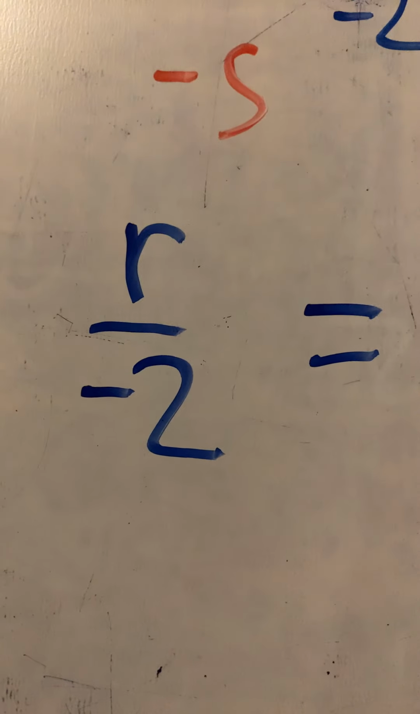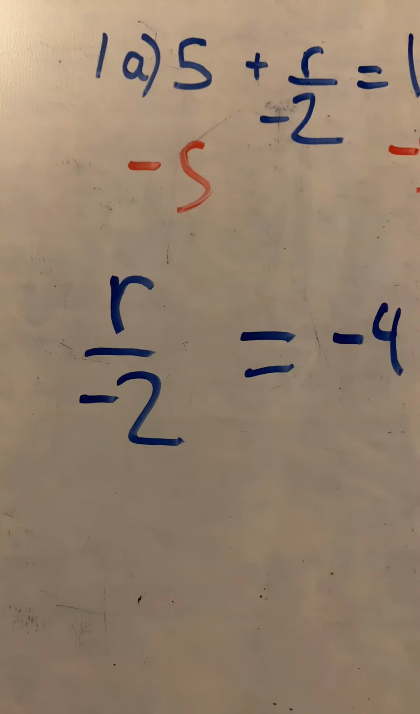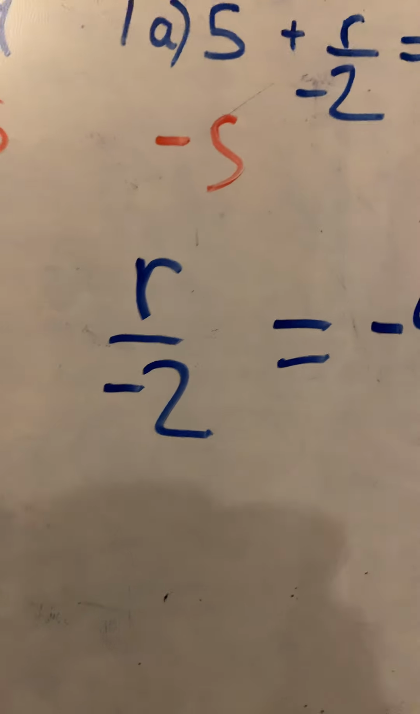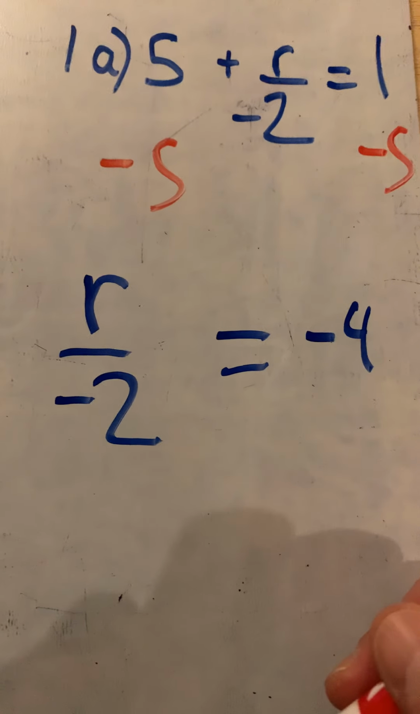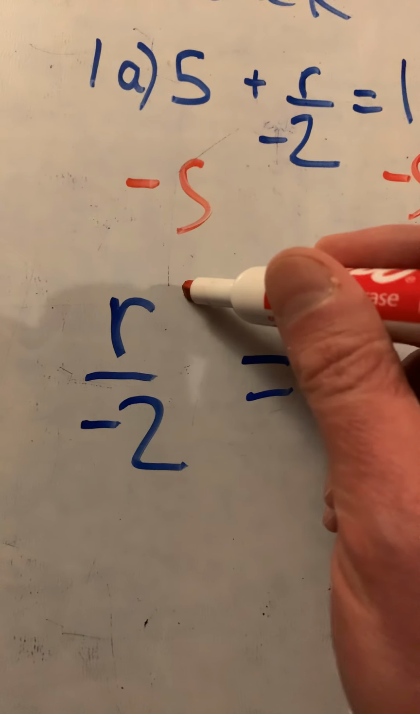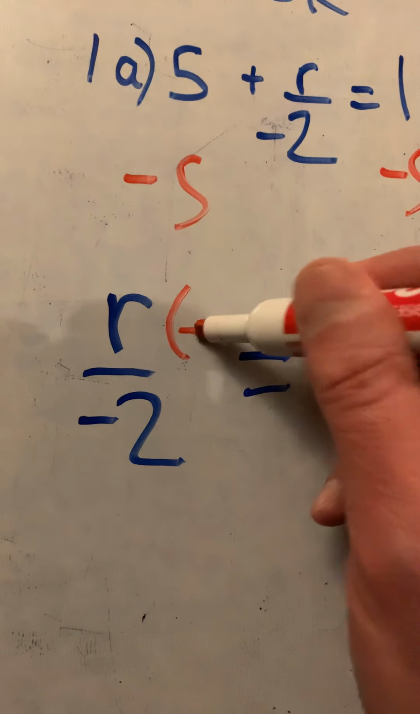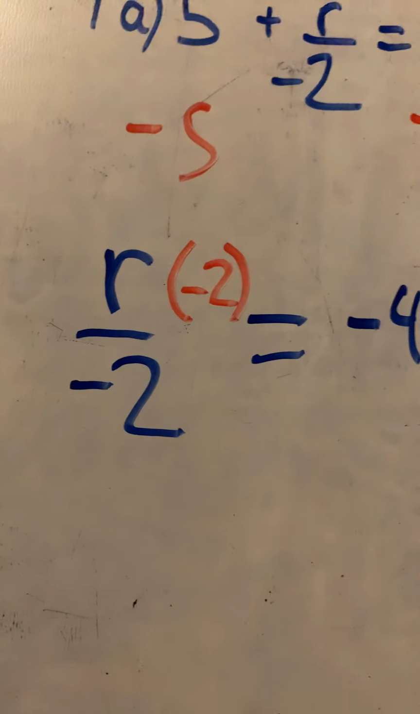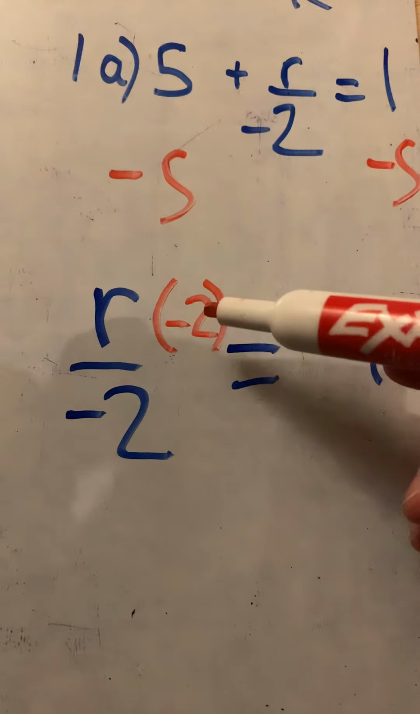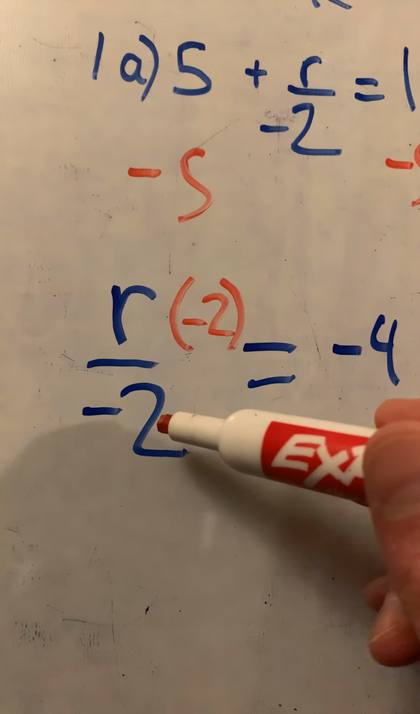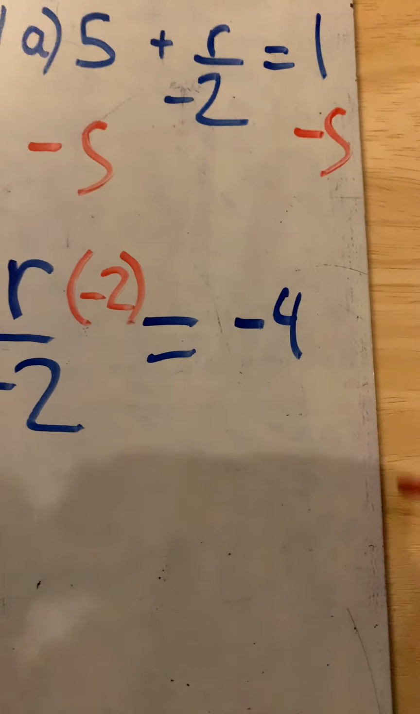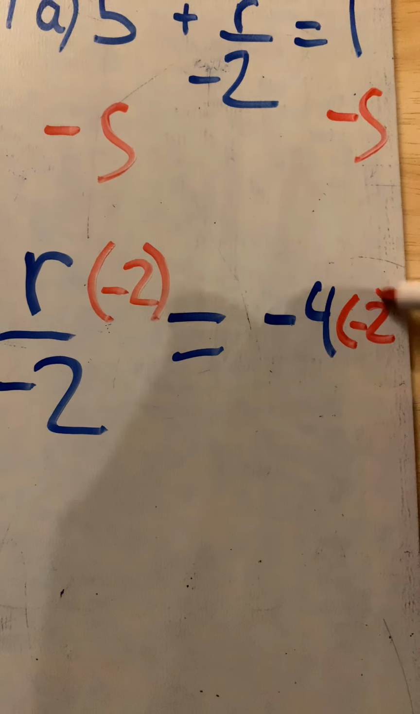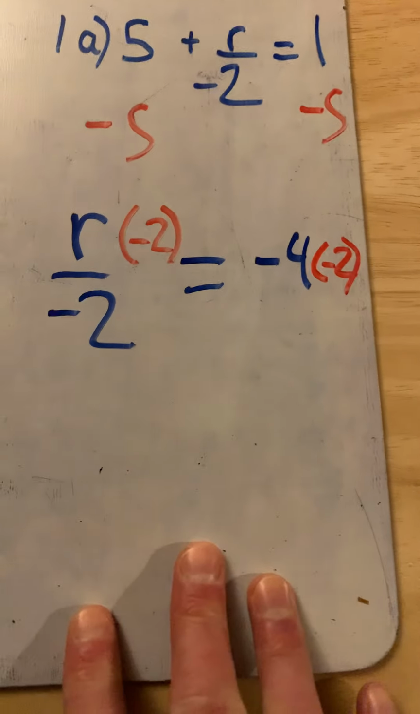So find the variable r and do the opposite of what's beside the variable. The opposite of divide by negative 2 is to multiply by negative 2. So show that multiplication up beside the variable, but use parentheses to show the multiplication, and do it beside the variable because it's like a fraction. You want to have the negative 2 on top, negative 2 on bottom, so they cancel out. Multiply that side by negative 2, and then multiply the other side by negative 2 using parentheses.